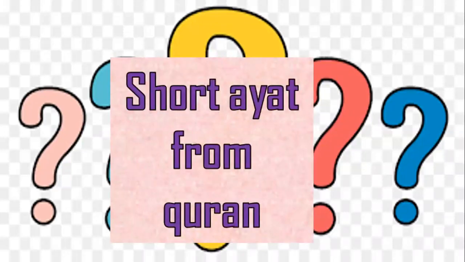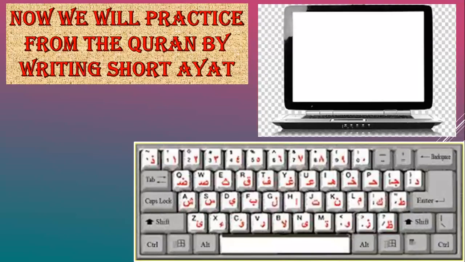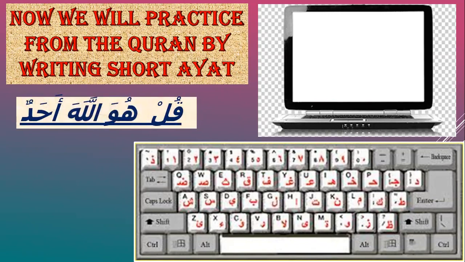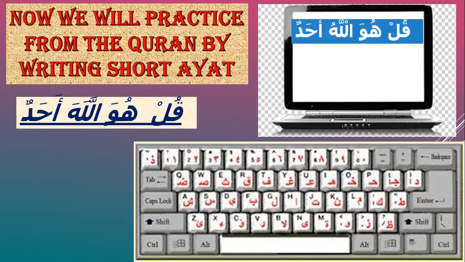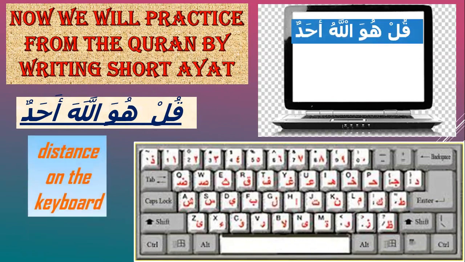Let's go to the second type of exercises. Short ayat from Quran. Now we will practice from the Quran by writing short ayat. Please write قل هو الله أحد. The first, write قل. قاف ضمة قو لام سكون قل. Don't forget the distance between the words. Okay. قل هو الله أحد. Please try.